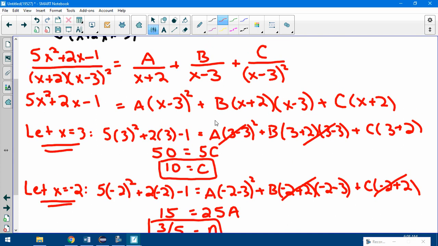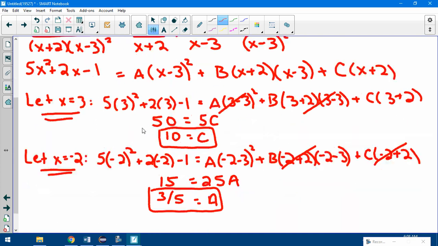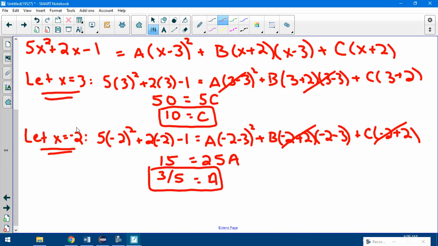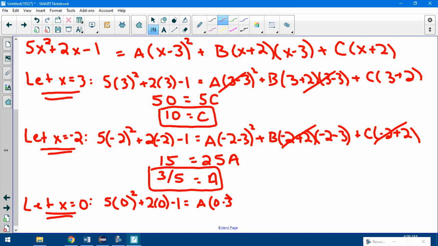All right, so I've got a and c. I've still got to find b. So again, I can use any x value I want. We used these two because that would get rid of terms. What's the easiest x value I haven't used yet? Definitely 0. So let x equal 0. Then I would have 5 times 0 squared plus 2 times 0 minus 1 equals a times 0 minus 3 squared plus b times 0 plus 2 times 0 minus 3 plus c times 0 plus 2.